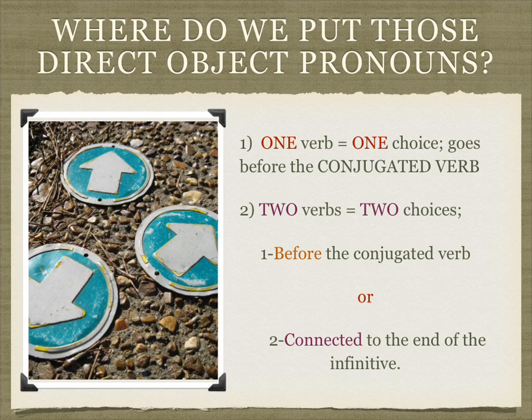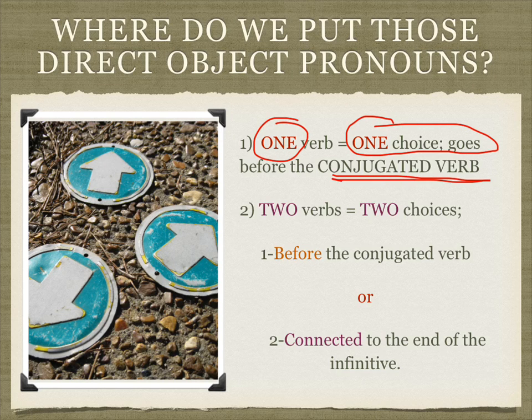So for understanding placement, if we have one verb, we have one choice. It goes before the conjugated verb, between the subject and the verb. Number two, if we have two verbs, we have two choices. It will either go before the conjugated verb or connected to the end of the infinitive.